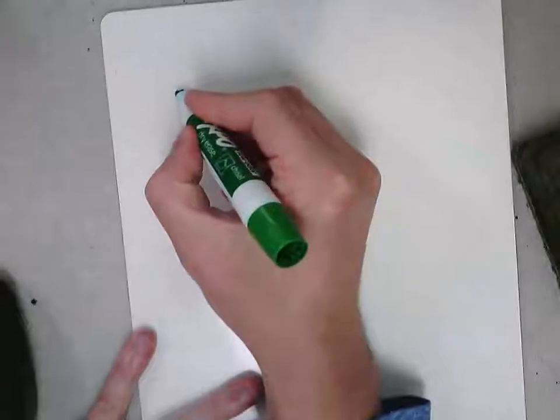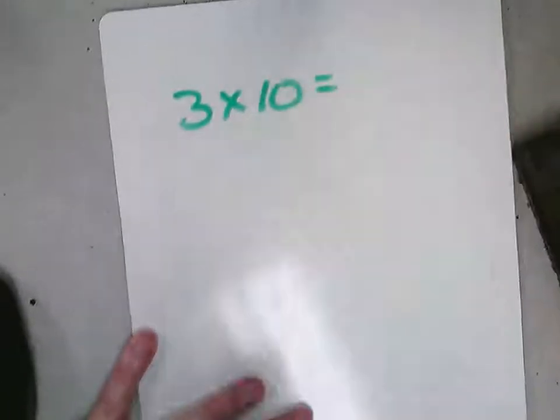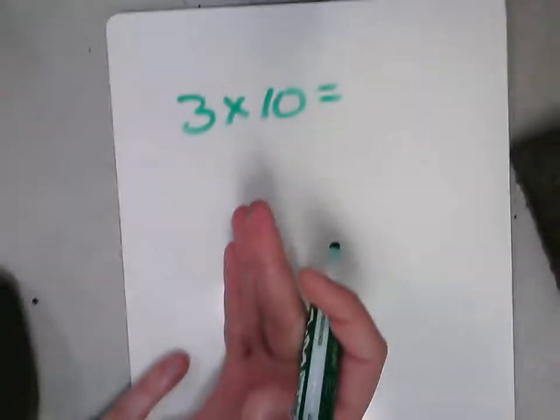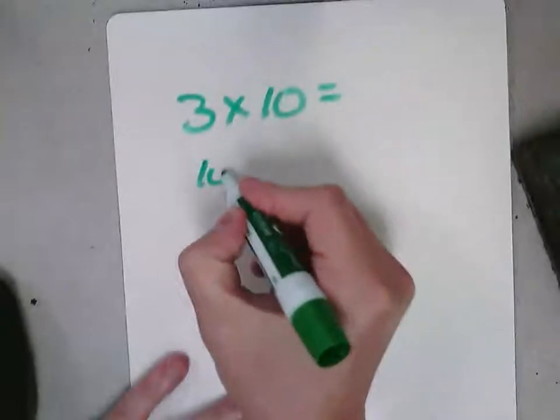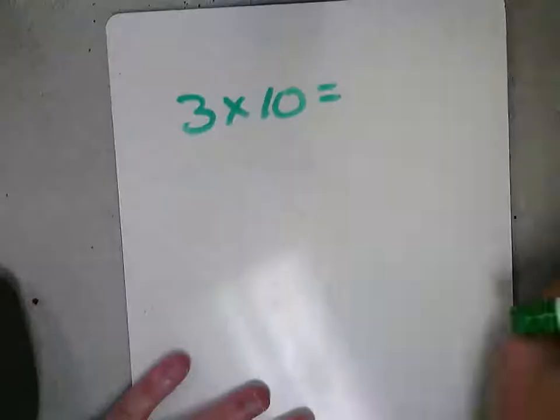When we multiply by tens, let's start with 3 times 10. 3 times 10 is really asking you for 10 threes or 3 tens. If we were going to solve this by addition, we'd do 10 plus 10 plus 10, but we're not going to do it that way. We're going to do it with multiplication.